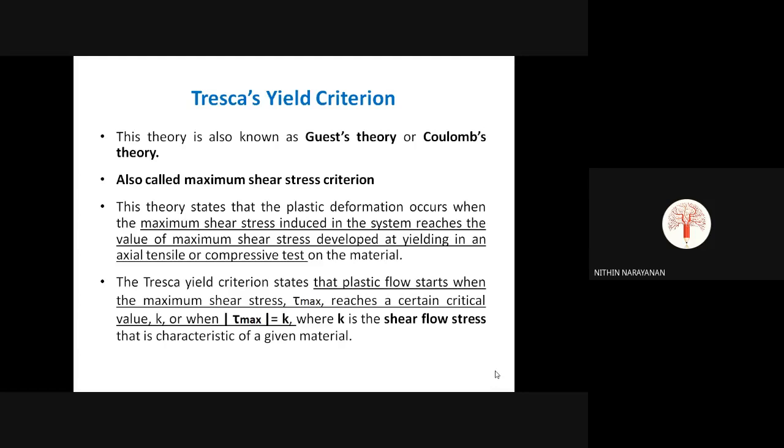The plastic deformation in that particular material happens when the maximum shear stress induced in that system reaches the value of maximum shear stress developed at yielding in an axial tensile or compressive test on the material. The same rod, if you are applying a uniaxial tensile or compressive stress on that particular rod, there will be a maximum shear stress developed in the material.